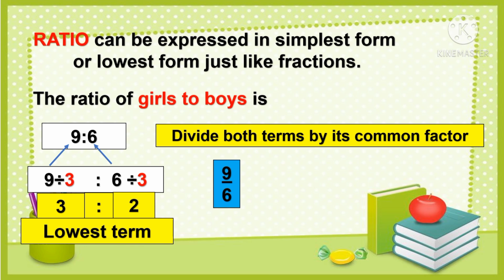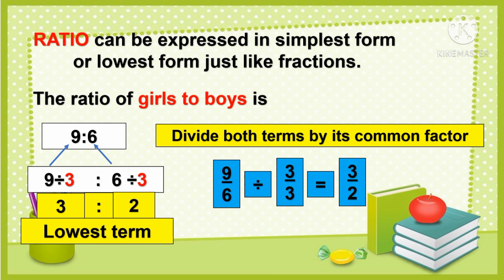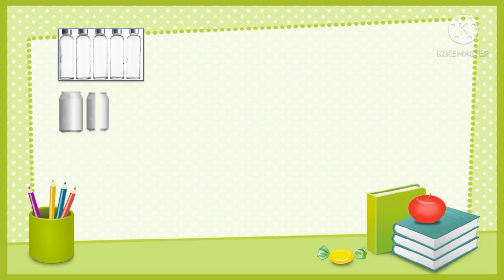We need to divide both terms by its common factor. 9 divided by 3 is equal to 3 and 6 divided by 3 is equal to 2. Let's have more examples. Write each ratio in column and fraction form. Always write your answer in lowest term.